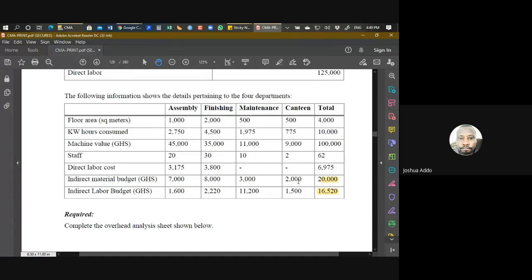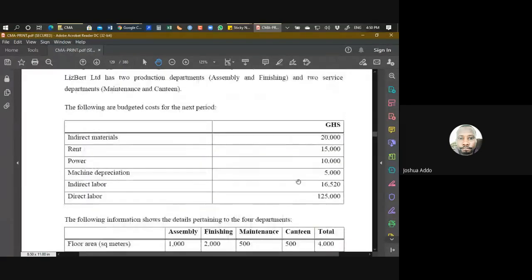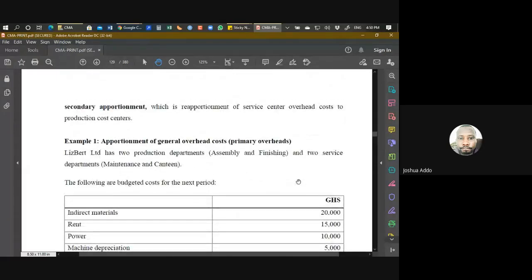Because we can always trace the indirect materials to any of the departments or the cost centers. So, cost center, what are the cost centers in this question? Yes, the assembly cost center. We can know the specific indirect material and the cost in that center. So that is allocation. That will not be cutting across unless we have some other indirect material that more than one department is sharing. In that case, we will not allocate.